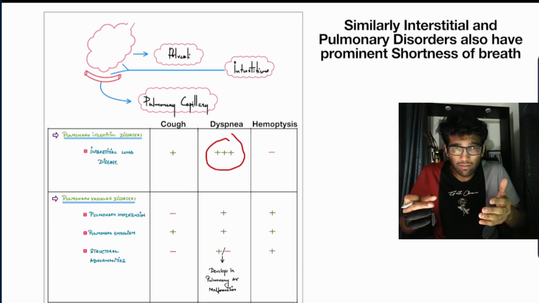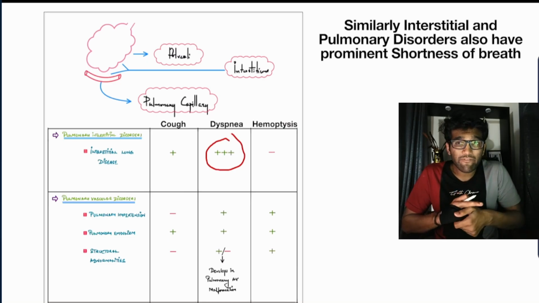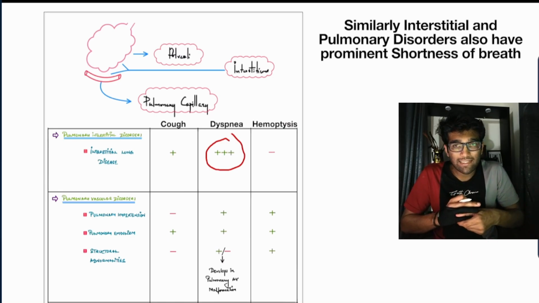This may occur. If it's not there, it doesn't really rule out ILD, but when it is present, it helps you differentiate it from pulmonary artery hypertension, because pulmonary hypertension often presents only with gradual onset, progressive shortness of breath, and essentially nothing else.